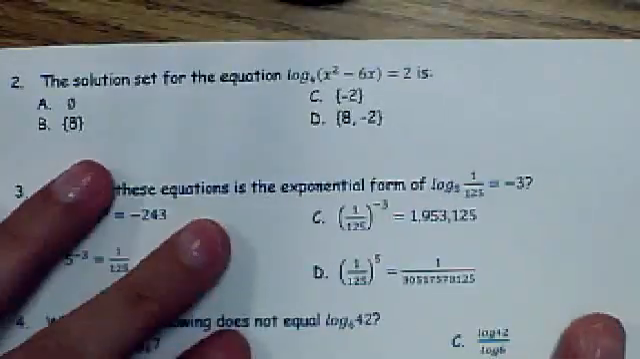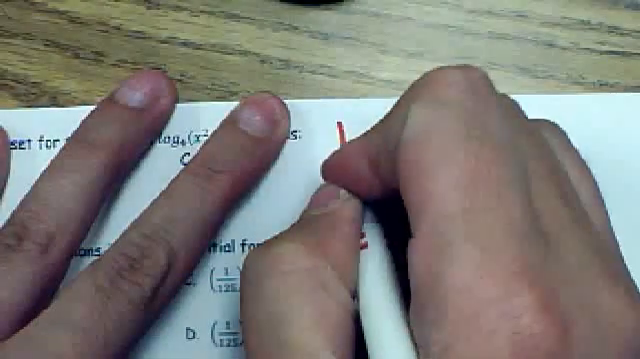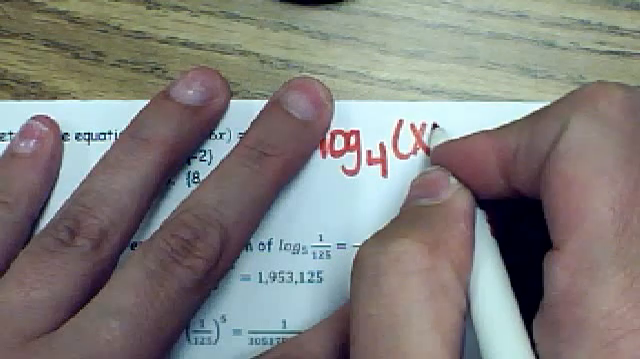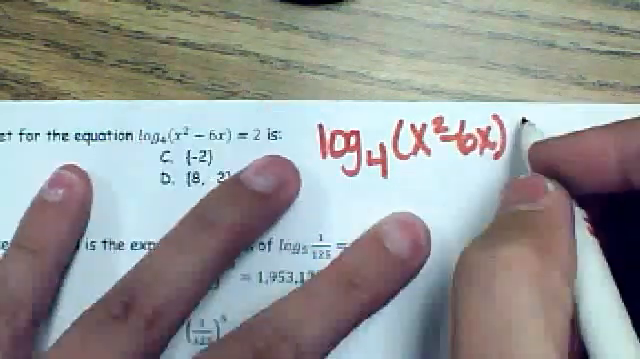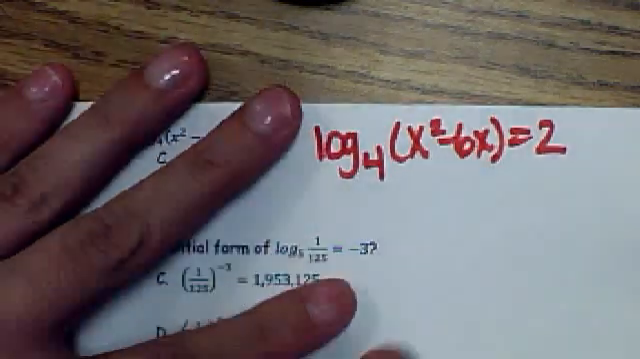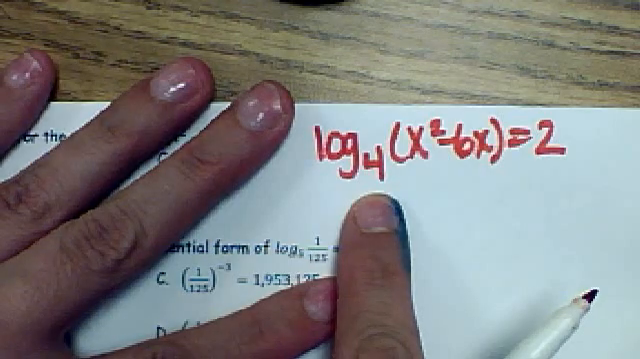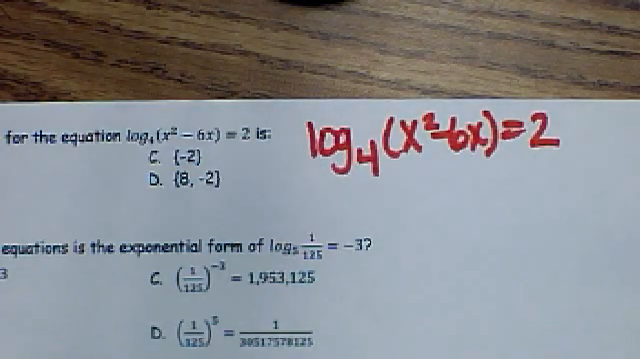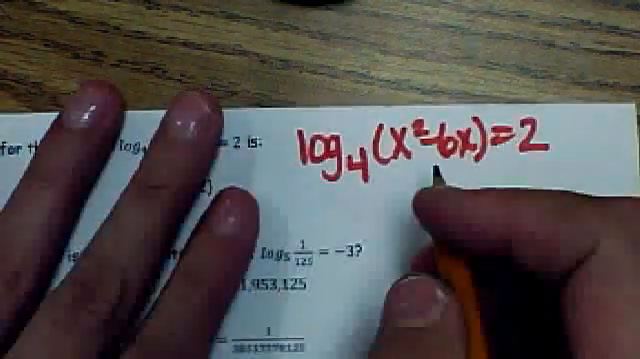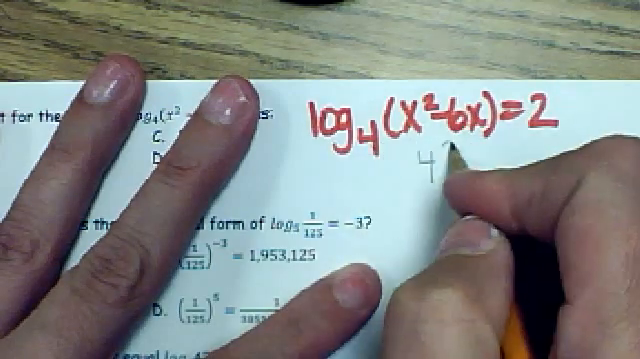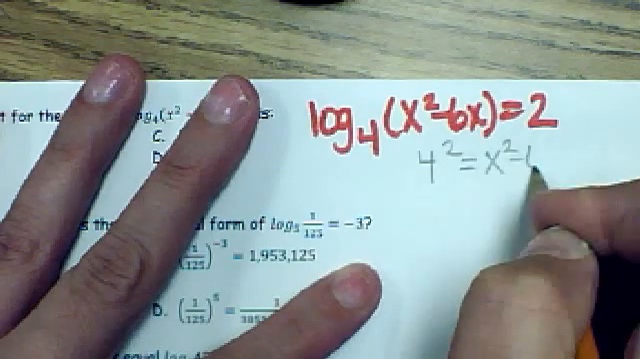Number 2, the solution set for the equation, and the equation is log base 4 of x squared minus 6x equals 2, and then it's a multiple choice problem. So we have to solve this. If it's a log problem, to solve it, I'm going to rewrite it as an exponential problem, starting with the base. Our base is 4, and then I go to the 2, so 4 squared equals x squared minus 6x.